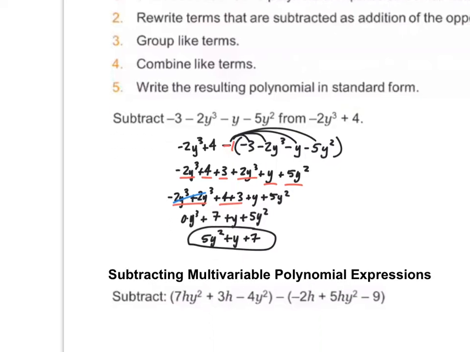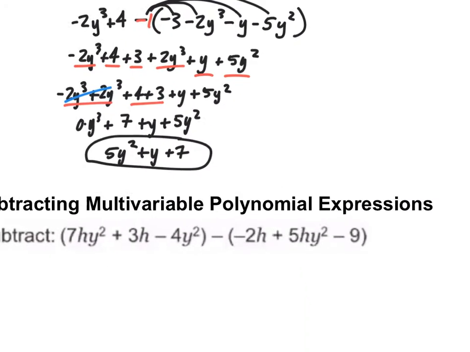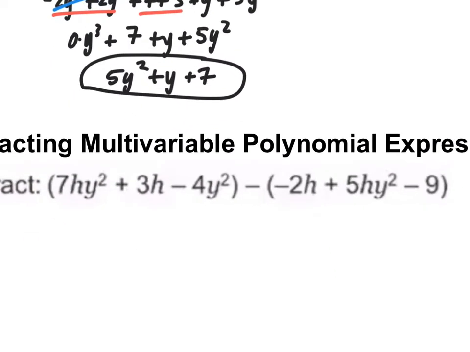Now let's talk about subtracting multivariable polynomial expressions. What I see here on this one is the same thing. I am taking this polynomial here, 7hy squared plus 3h minus 4y squared, and I'm subtracting another entire polynomial from this one. So when I'm subtracting this polynomial, I'm subtracting a quantity. So I have to distribute this negative, and so I'm going to put a negative 1 out here. And I'm going to put those little signs to distribute.